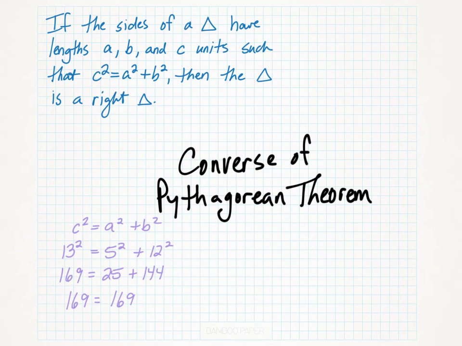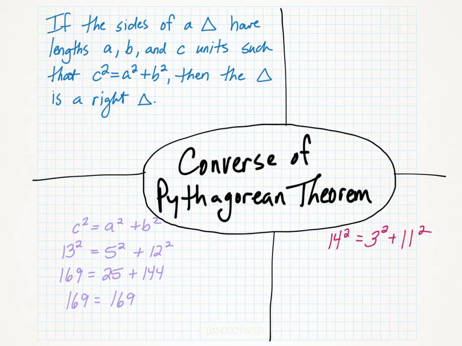Using a different set of numbers, we have 14 squared equals 3 squared plus 11 squared. I went ahead and squared the numbers here. And adding up 9 plus 121, I get 130, and you can see that this does not equal each other. So 14 squared does not equal 3 squared plus 11 squared. So this would not be a right triangle. It's probably some type of triangle, but it's not a right triangle. So that's the converse of the Pythagorean theorem.